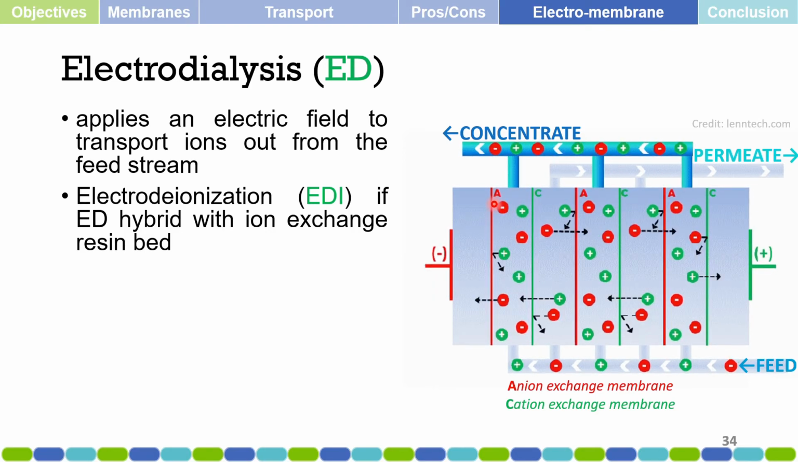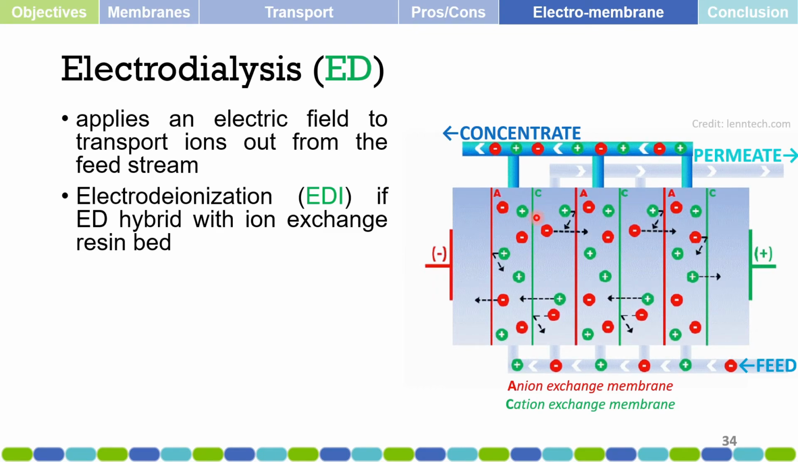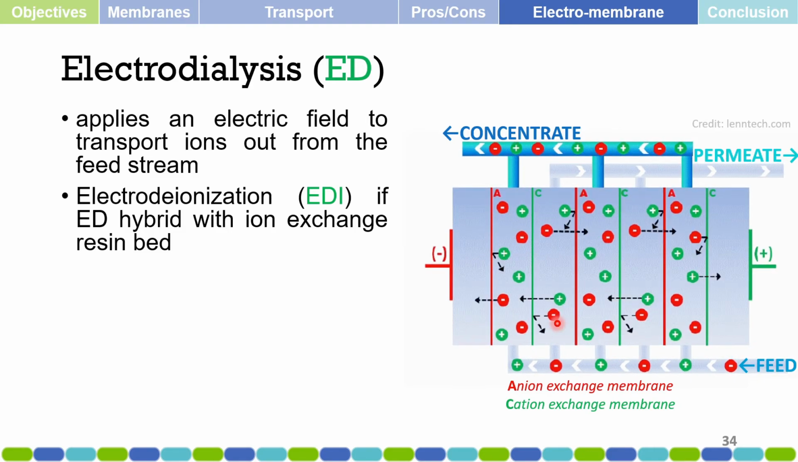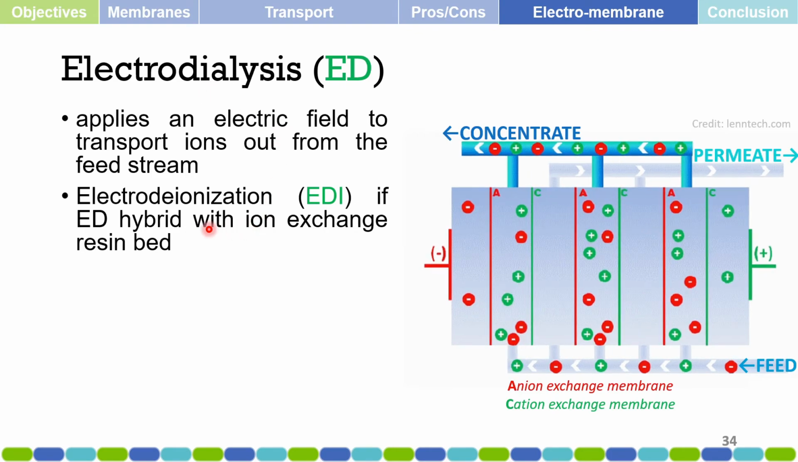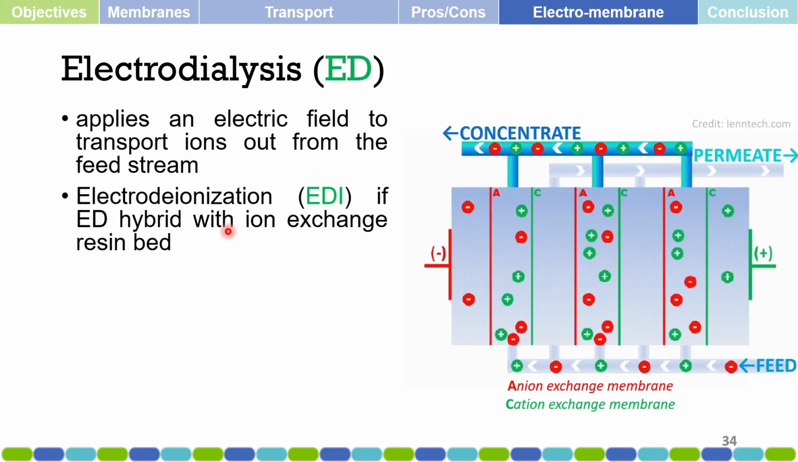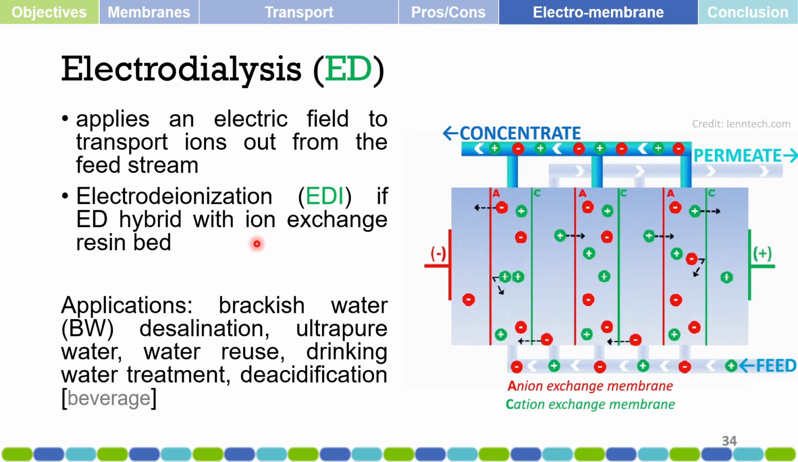An electrodialysis setup is comprised, as you can see, of several layers of anion exchange membrane and cation exchange membrane. As you know, cation exchange membrane will not allow the transport of negative ions, while anion exchange membranes will not allow the transport of positive ions. And in this way, they're able to obtain a permeate which is free of these ions. If this electrodialysis process is hybridized with an ion exchange resin bed, then this is known as electrodeionization process. So many of the semiconductor manufacturing industries employ this electrodeionization process in order to obtain their ultra pure water for the cleaning of the products from semiconductor.